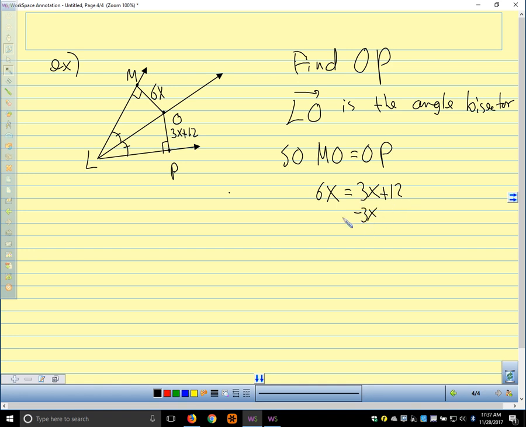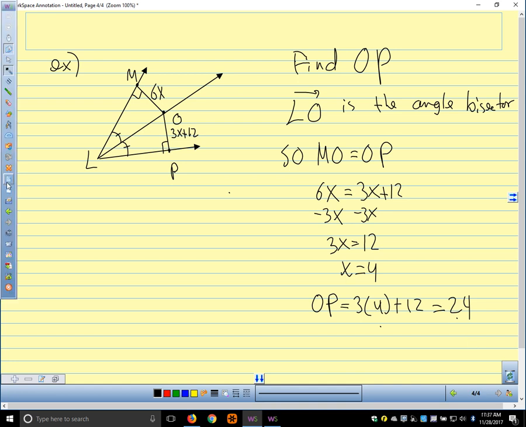Subtract 3x. 3x equals 12. Divide by 3. X equals 4. And the problem says find OP. OP equals 3 times 4 plus 12. 3 times 4 is 12, plus 12 is 24. And we can check 6 times 4, 24 also. So those two come out to be the same, which is what we knew should be the case. All right, questions? Okay.